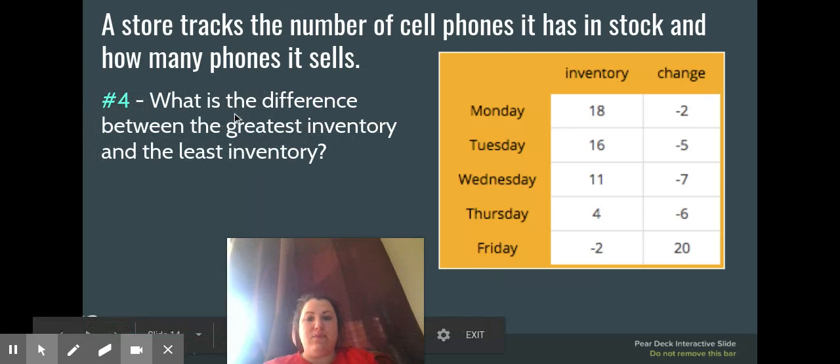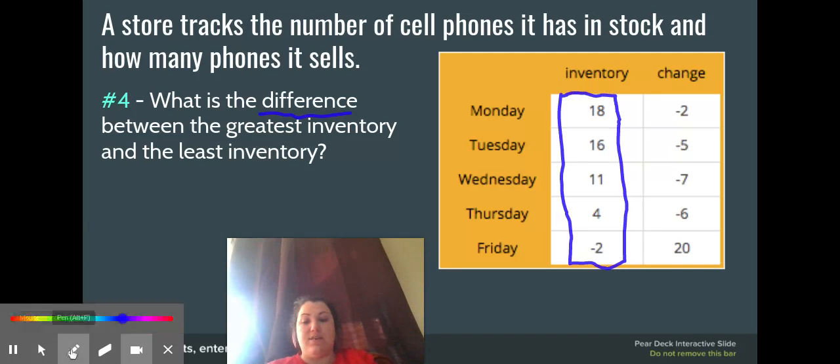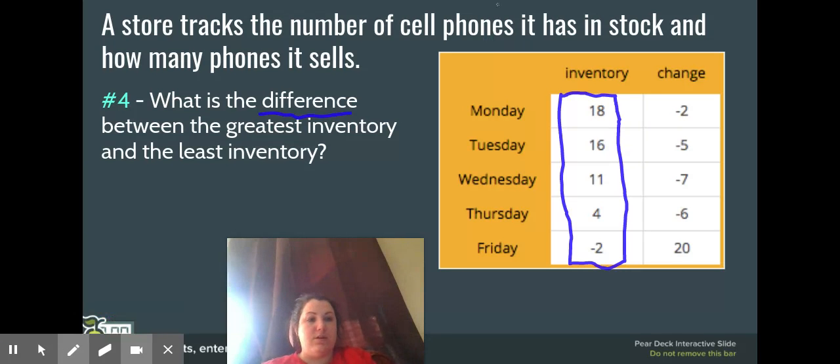And then finally, I want to know what's the difference. Important word here. Remember, difference is just straight up subtracting, as is, between the greatest and the least. So you're going to figure out what's your greatest number, what's your least number in your inventory, and subtract them. Remember, when we're finding difference, we just subtract as is. Our answer can be either negative or positive. Okay, so I want you to go through and answer those questions, and then you can check your work on the next slides.